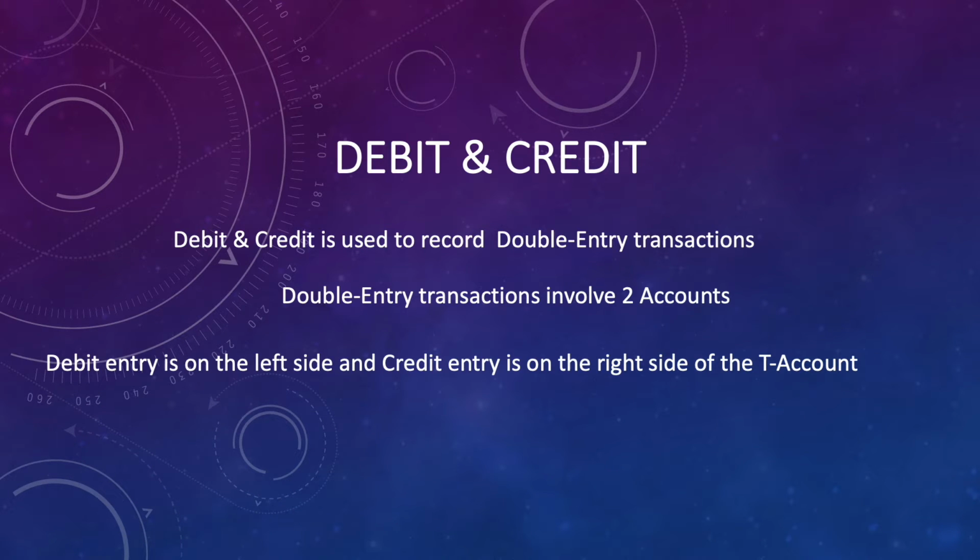And in a double entry transaction, debit is always on the left side of the T account and credit is always on the right side of the T account. At the end, debit and credit should always be equal in the amount for any particular transaction.